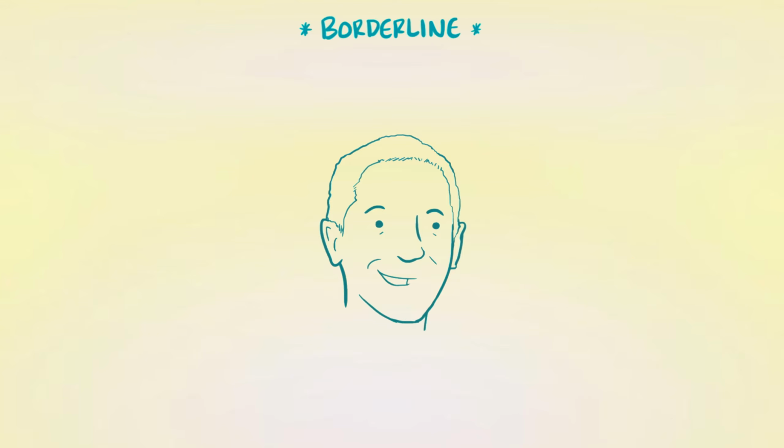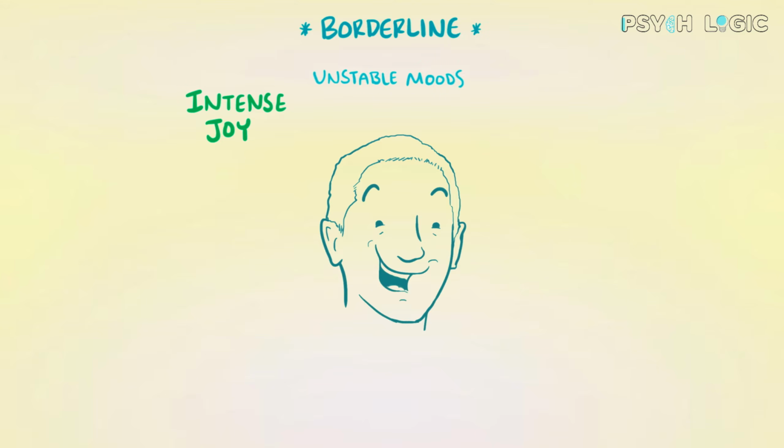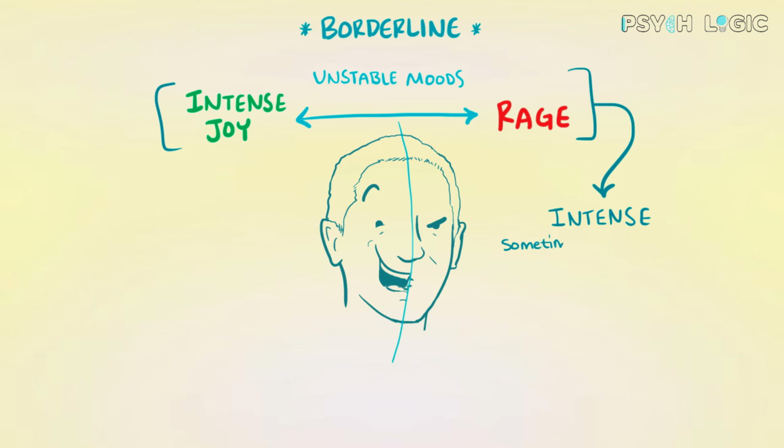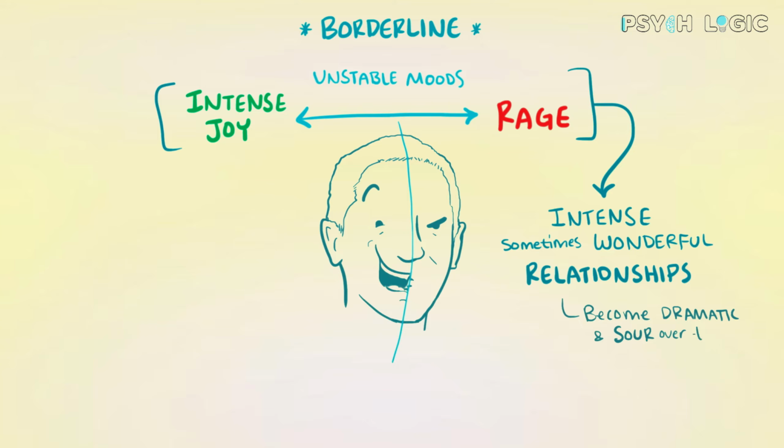Next up is Borderline Personality Disorder, which is where individuals have unstable moods. They go from intense joy one minute to rage the next minute. And this leads to intense, sometimes wonderful relationships that generally become dramatic and sour over time. This pattern is sometimes called stable instability, because the only consistent thing is instability.